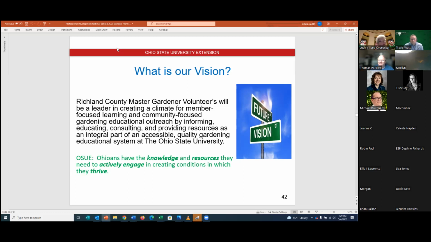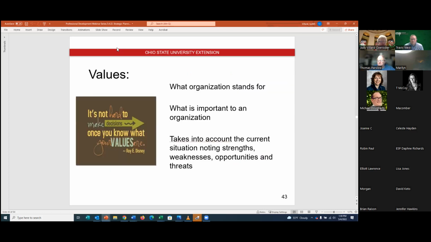So now they're thinking, wow, I'm excited. And they were. They just were, and a lot of times I had to say, let's stay on target. So we have a vision. Now let's take a look at our values. What does our organization stand for? What are we about? What's important to this organization? And we want to take into account, remember, those strengths, weaknesses, opportunities, and threats in our values.